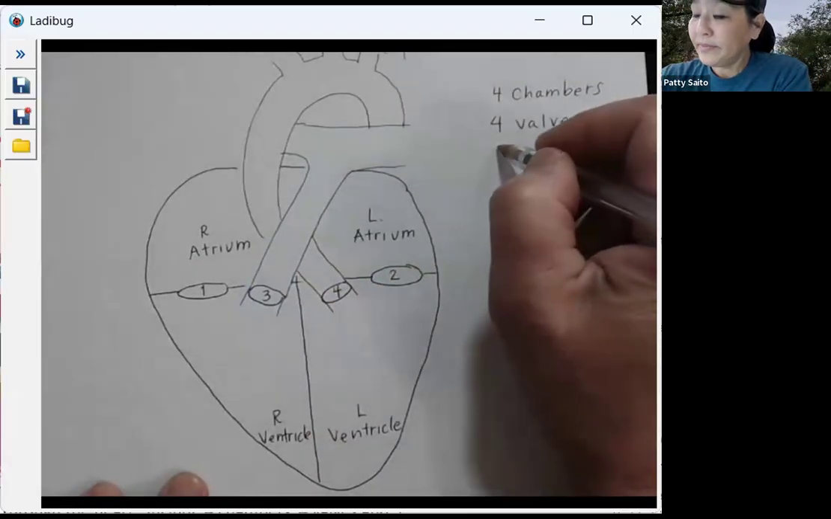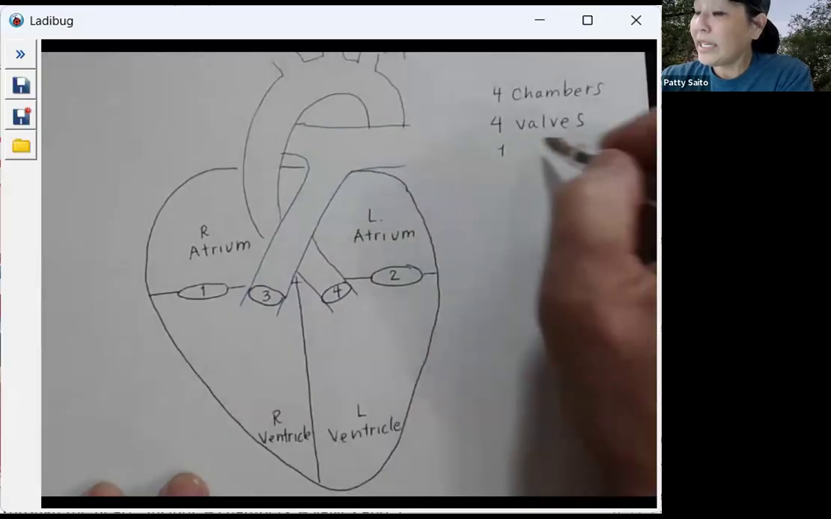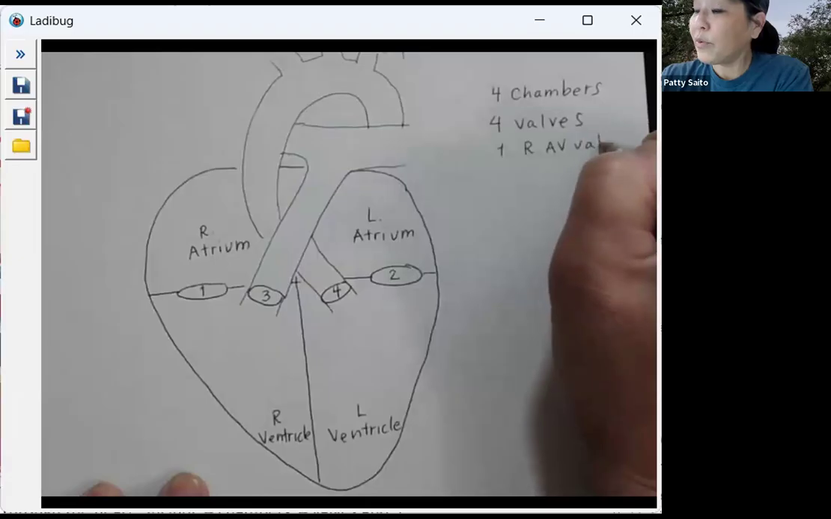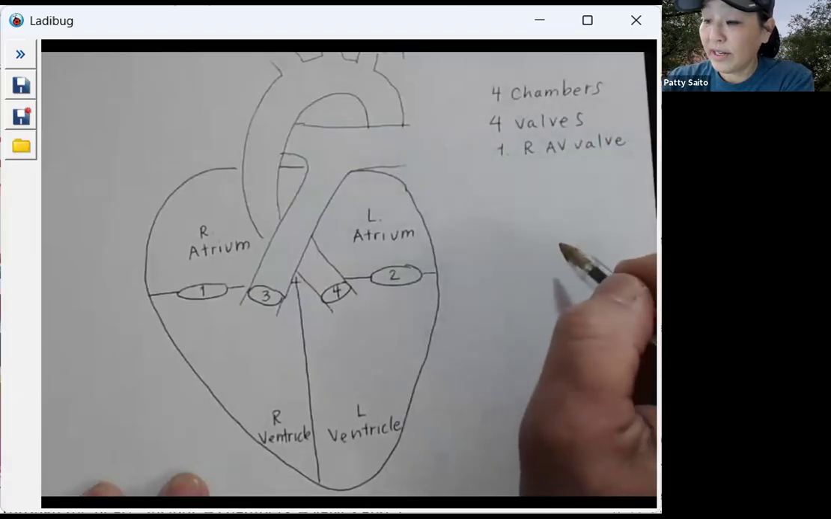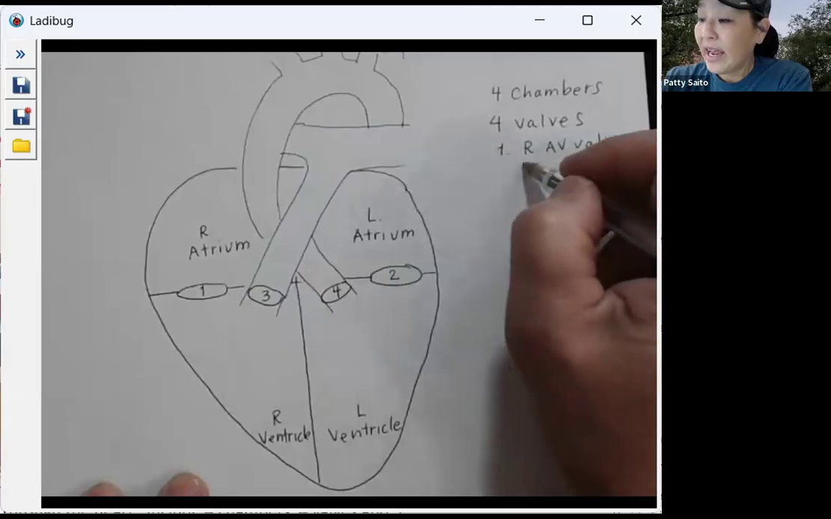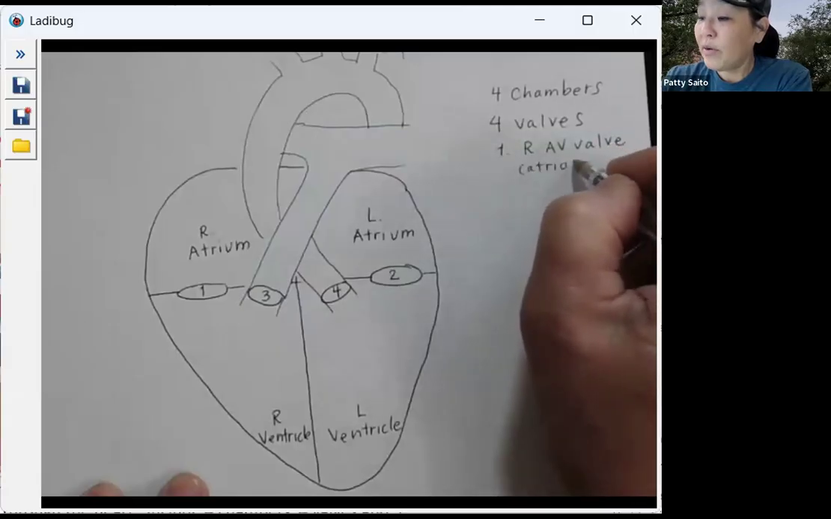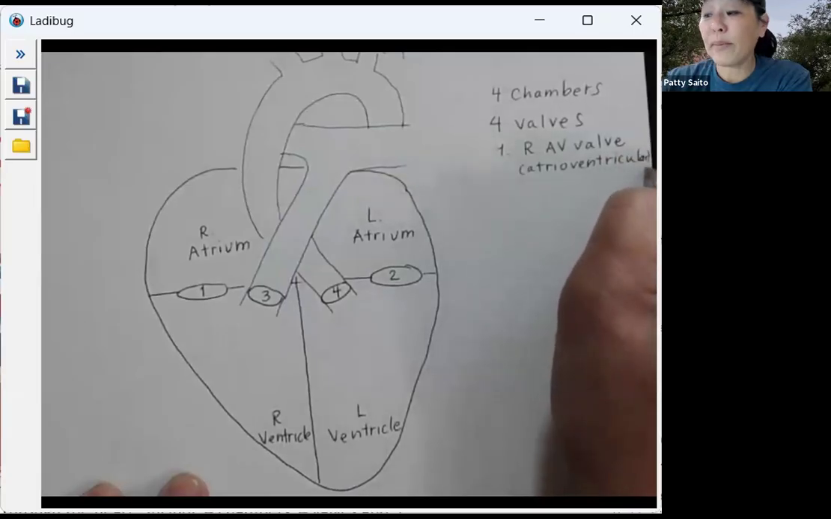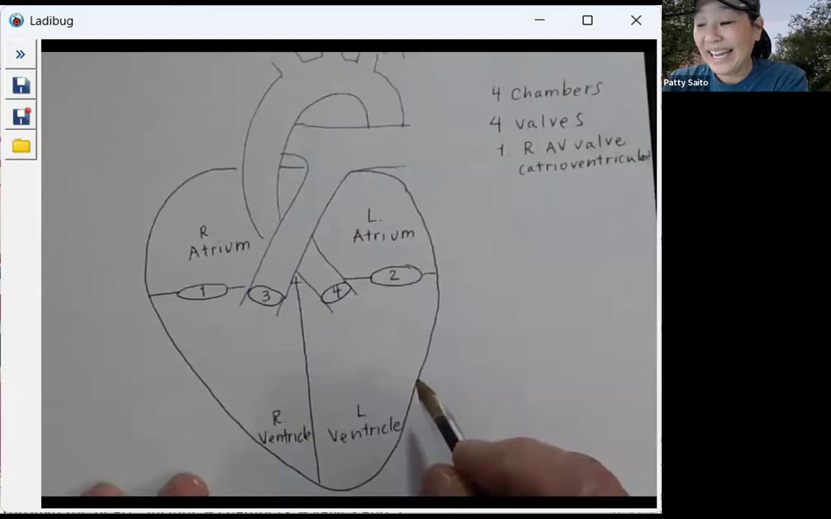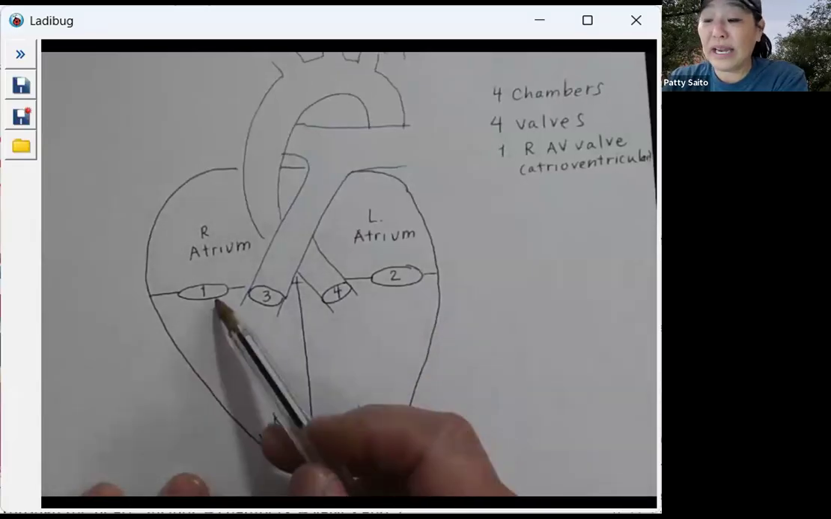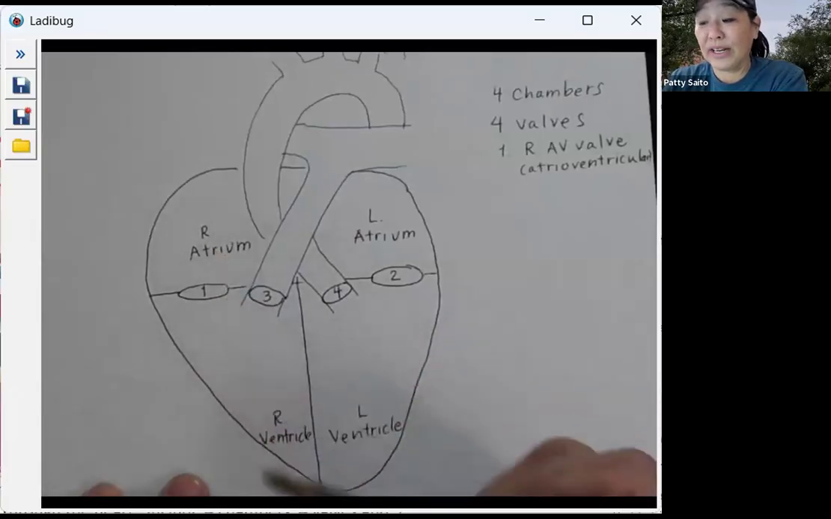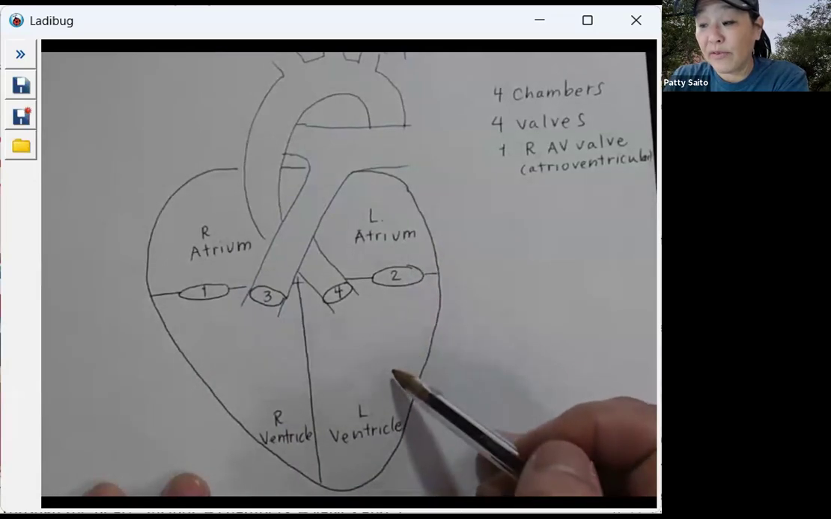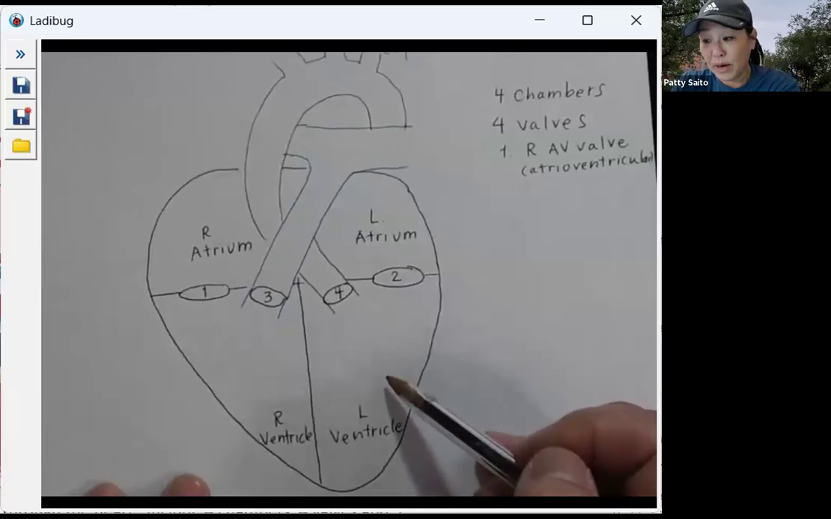So the first one is called the right AV valve or atrioventricular valve. Atrio. I hope that makes perfect sense. You don't want to memorize that. Okay. It's too long of a word, but just know that it's between the atria and the ventricles. So this must also be an atrioventricular valve or AV valve, and you'd be correct.